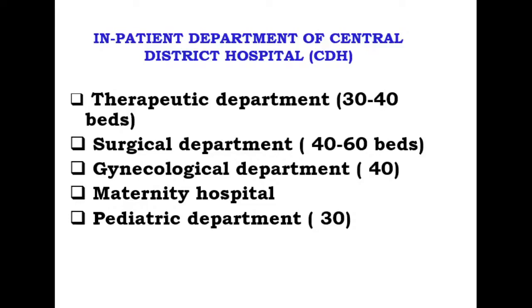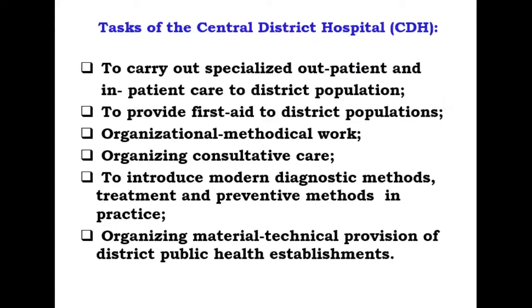What about the tasks of the central regional hospital, if you compare it with town? To carry out specialized outpatient and inpatient care to the district population, similar to town. To provide first aid to the district population, this is different. Organization of methodical work, different. Organization of consultative care, and introducing modern diagnostic, treatment and prevention methods into practice, similar to town. Organization of material technical provision of the district public health establishments.